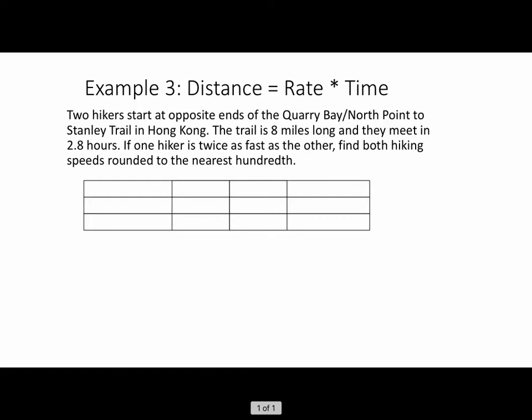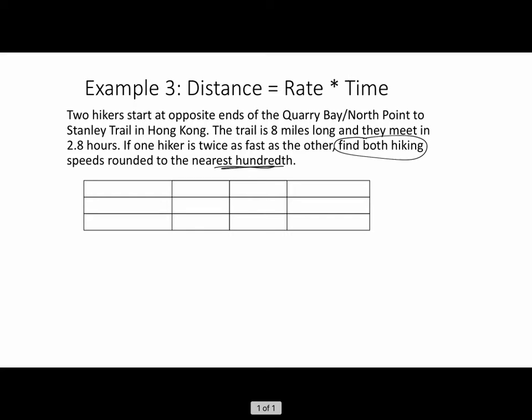Example 3 of solving systems of linear equations. We're looking at something about distance, rate, and time. Two hikers start at opposite ends of the Quarry Bay North Point to Stanley Trail in Hong Kong. The trail is 8 miles long and they meet in 2.8, or 2 and 8 tenths, hours. If one hiker is twice as fast as the other, find both hiking speeds rounded to the nearest hundredth.